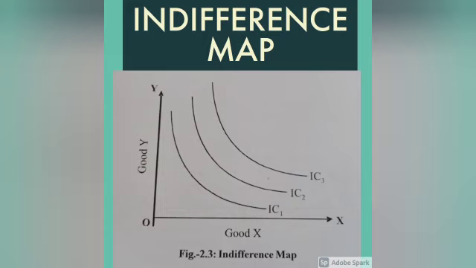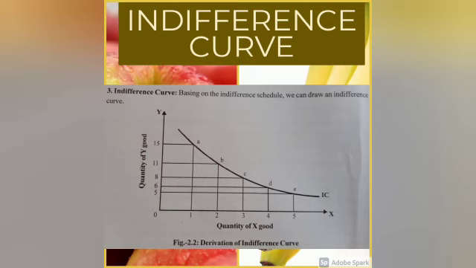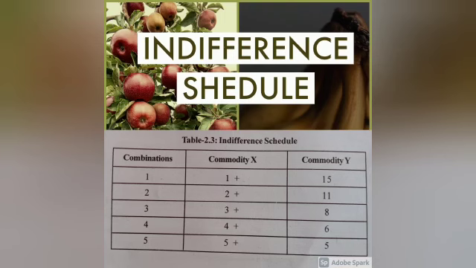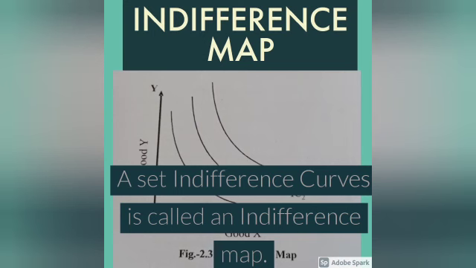In other words, indifference curve IC1 represents a lower level of satisfaction because of less quantity of both goods as compared with indifference curves IC2 and IC3. Students, till now you understand very well what is an indifference curve and its definition, what is an indifference schedule, and what is an indifference map.